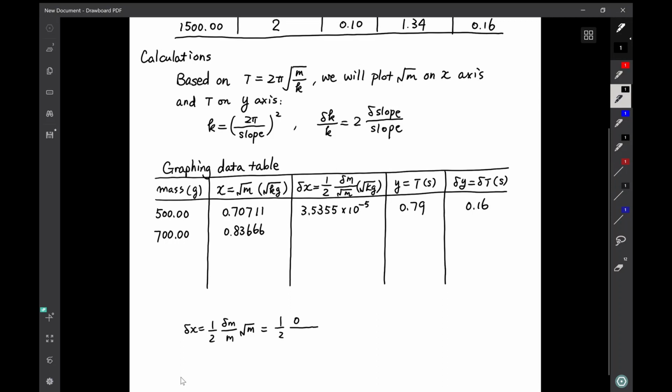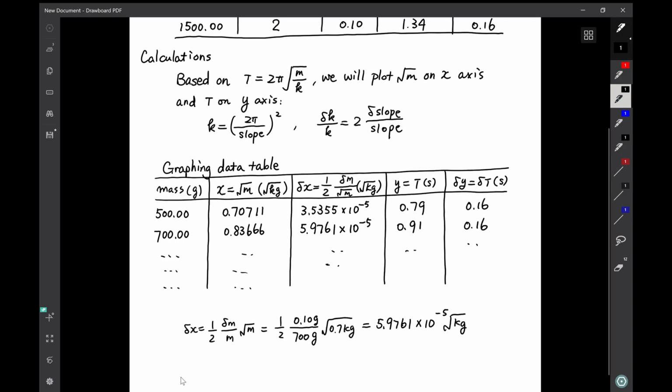Now I can put in delta M in grams and the M in grams. Since gram will cancel, they won't affect the final unit, but I will put in the delta square root of M in kilograms. So now you calculate this out, you will get a very small number in the right unit. And then we can put it into the table, and the Y values are just copied from your raw data table. So keep on doing this until you finish the data table.